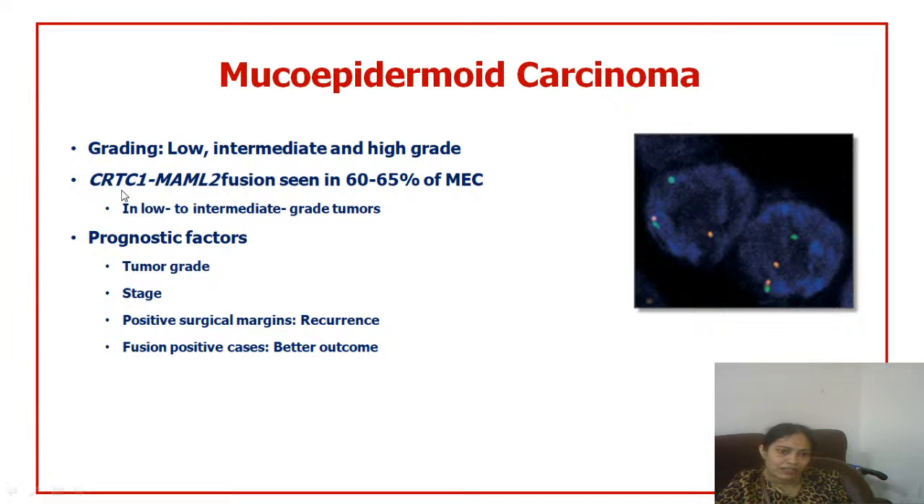Again, you have a characteristic fusion, the CRTC1-MAML2 fusion, which is seen in about 70% of cases. So this is how you detect it, by fluorescence in situ hybridization. This is a break apart FISH probe. So normally you have a probe where one signal is present on each side of the CRTC1 gene, but when there is a fusion, the CRTC1 gene is broken into two parts, which is why the signal is split, and this is known as a break apart FISH probe.